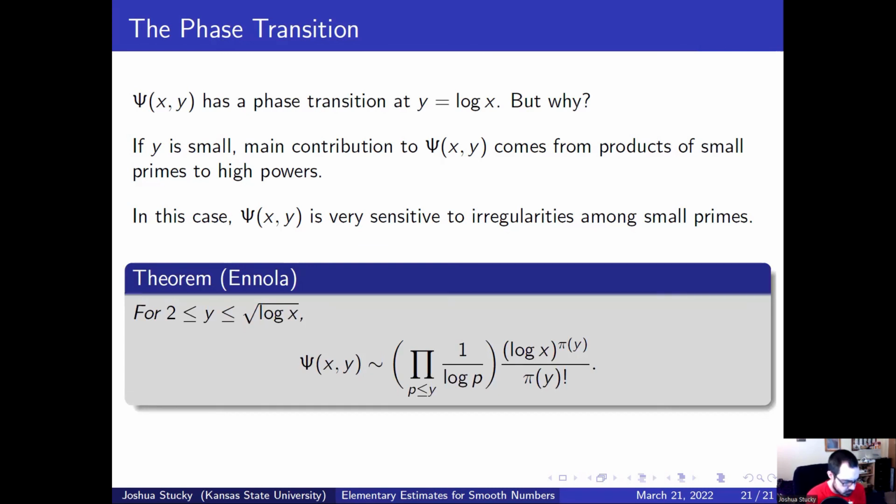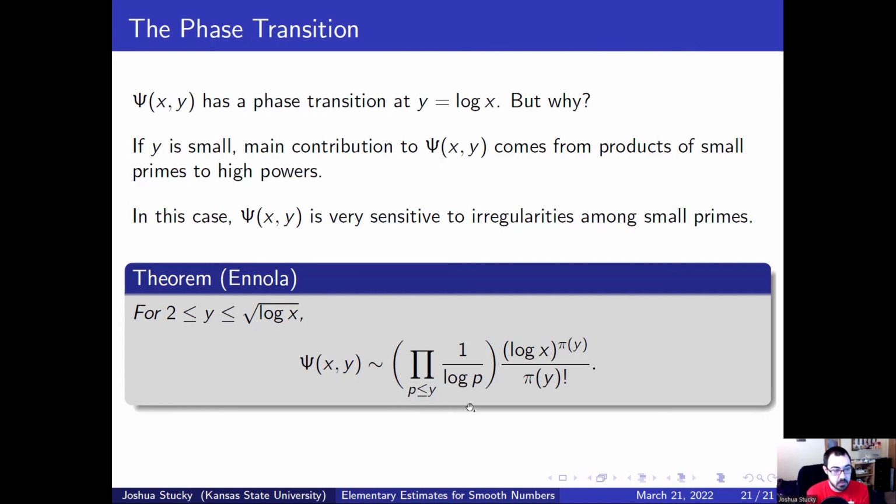There's a theorem due to Enola. I don't actually know if that's how you pronounce this name. But if y is very small, so this is way outside of the range that we dealt with in Hildebrand's theorem, if y is bounded by square root log x, then in fact the count of the smooth numbers is asymptotic to this. And you can see it depends very strongly on the distribution of the small primes, because it involves this product over the small primes.